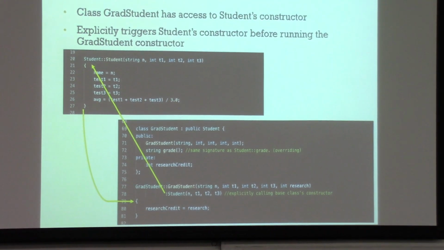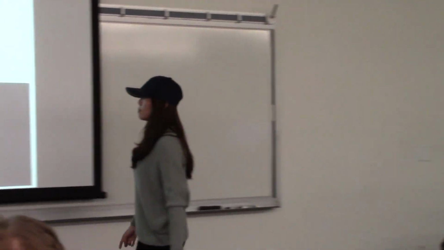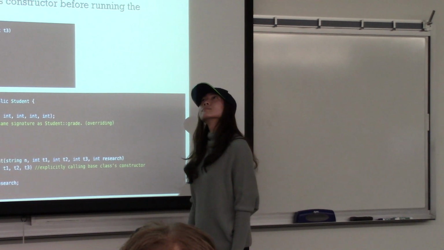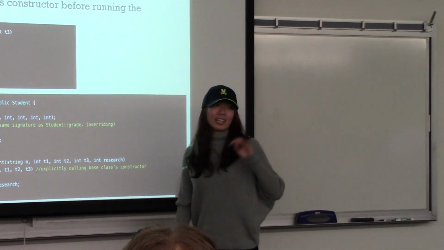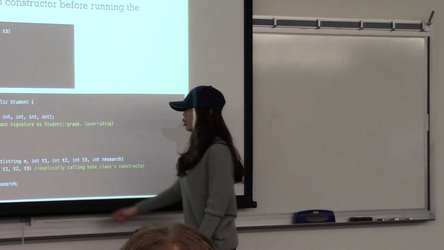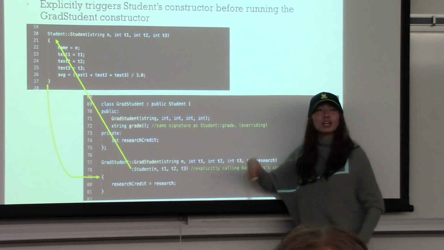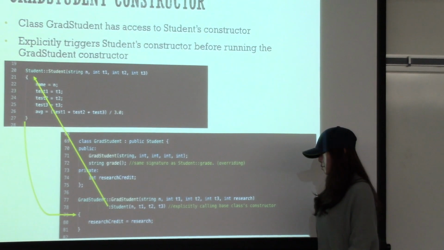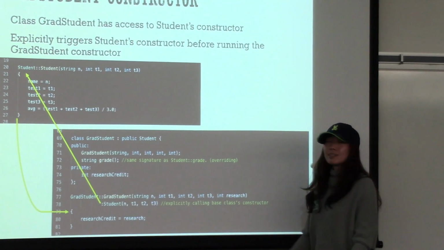Okay. Yes? Just reconfirming, basically, we cannot construct a new constructor, right? So we cannot just override a constructor. Oh, yeah, you cannot override your base class constructor. You can only make your new constructor. So we have only a choice between calling it explicitly and implicitly. Yes, I'll talk about implicitly in the next example.